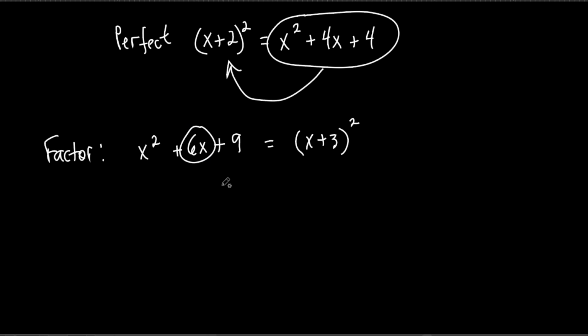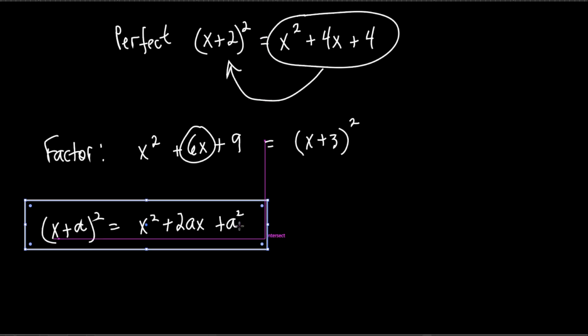Let me write down the formula for a perfect square. We'll do it over here. So x plus a squared is x squared plus 2ax plus a squared. That's the formula. Does this fit? What are you squaring to get this? You're squaring 3, right? So if I go 3 times x and then double it, that's 6x, isn't it? So is it a perfect square?